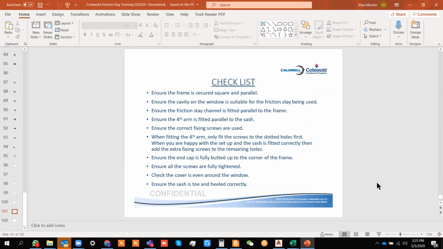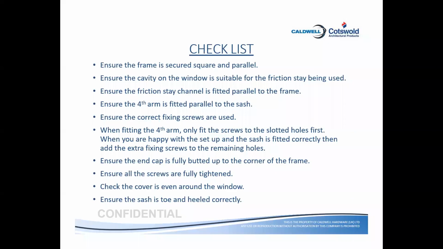Coming to the last part of our presentation. These are the checklist or the bullet points which we have put forward to all our fabricators, consultants, and our end users to make sure that all these things are taken into consideration before you hand over your window to the end customer or to the contractor, or you take it from the contractor. I will start from the top.